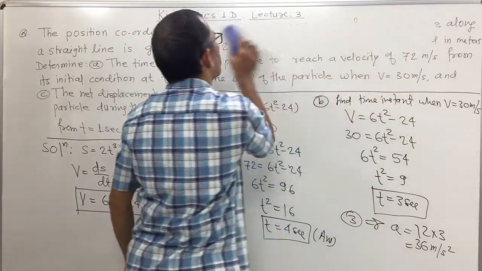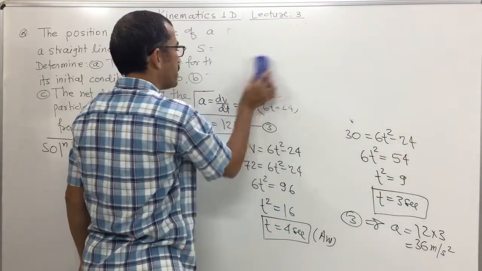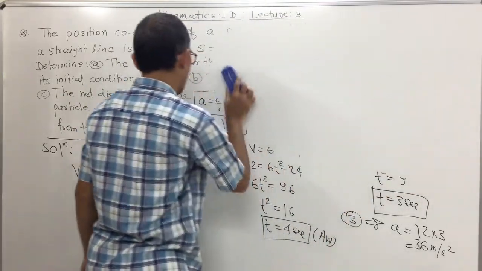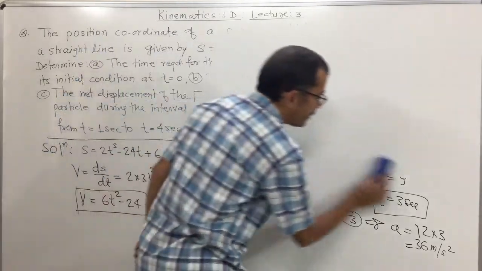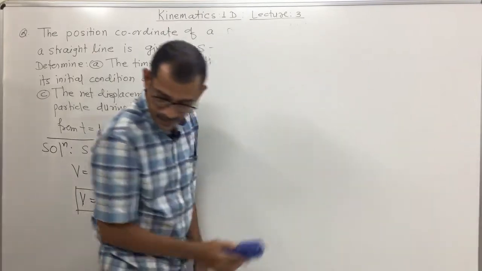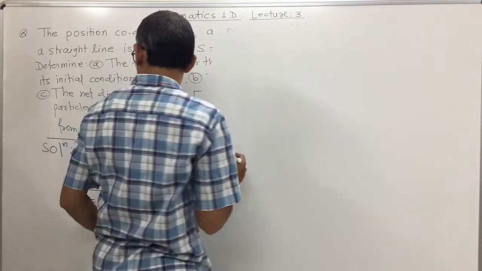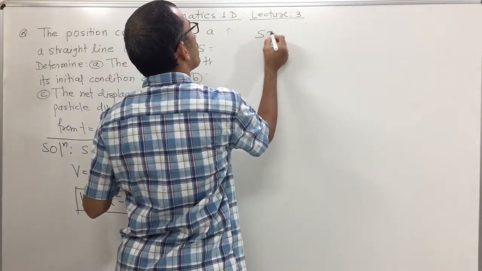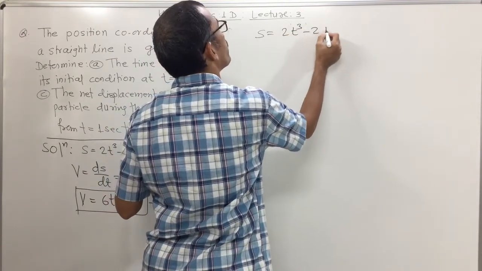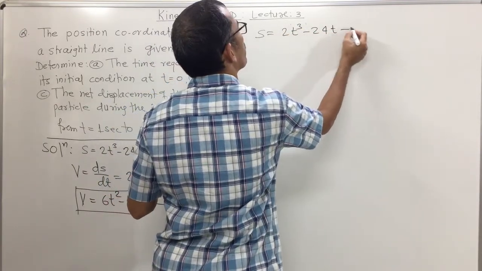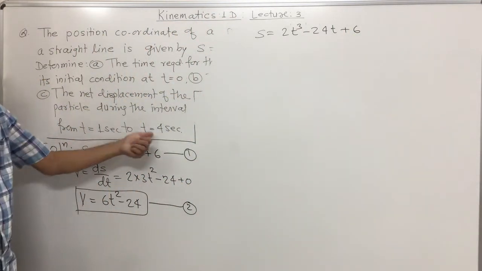I'll erase this part now. Now what is required? Equation of x. X is what? S is here. S is 2t cube minus 24t plus 6. This is equation of S. Find out displacement from 1 to 4 seconds.